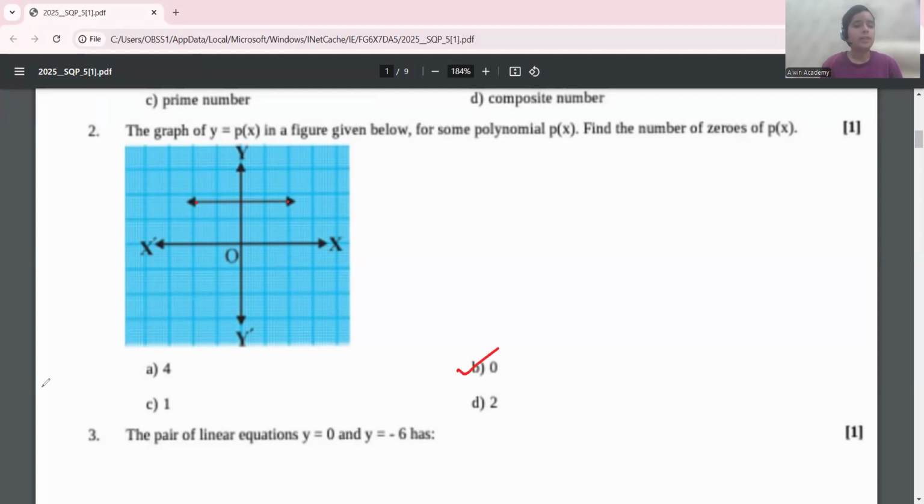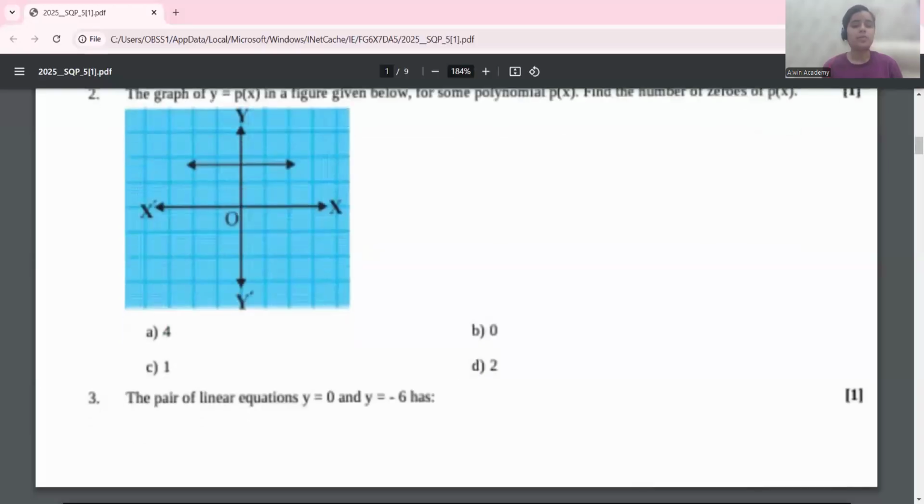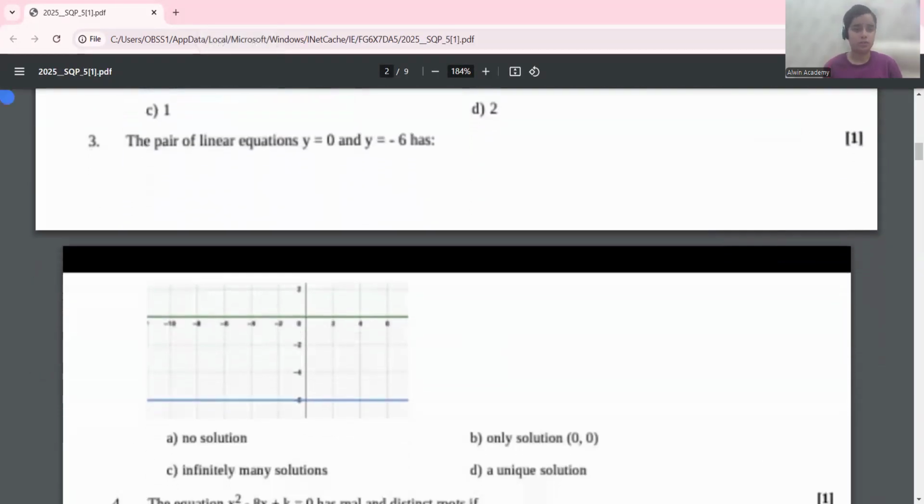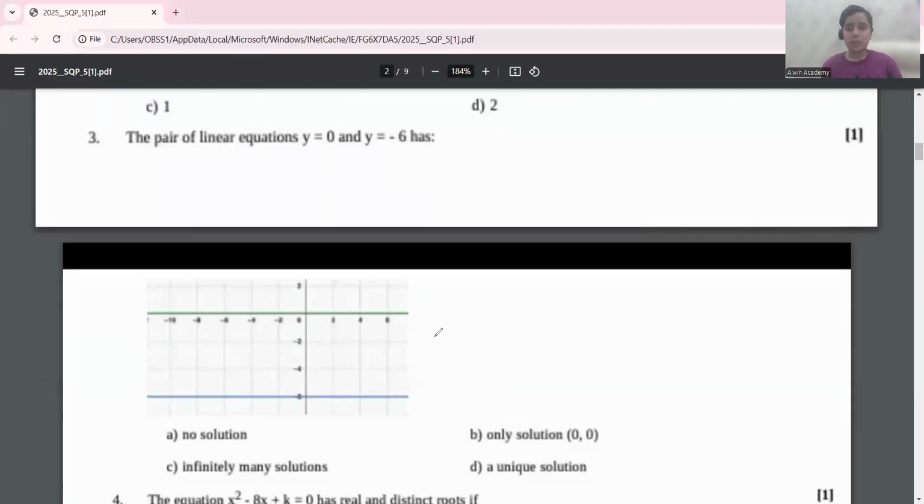Going to the next question, the pair of linear equations y is equal to 0 and y is equal to minus 6 has how many solutions? Now, a solution is that particular value which satisfies both of the equations. So one particular value of x and y should satisfy y is equal to 0 as well as y is equal to minus 6. There can be no such value. This you can think with common sense. Also, if we go by the graph, we can see these are two parallel lines. They never intersect. So there is no solution.